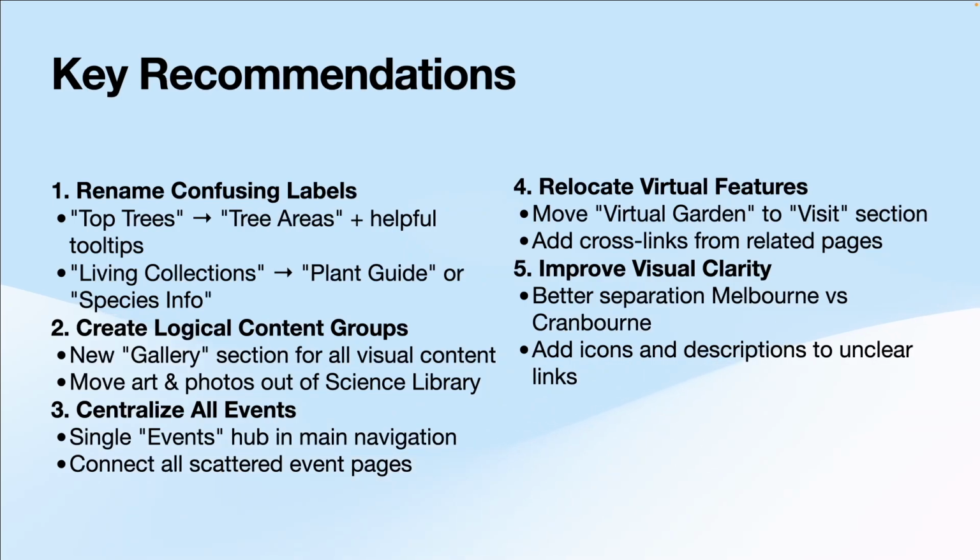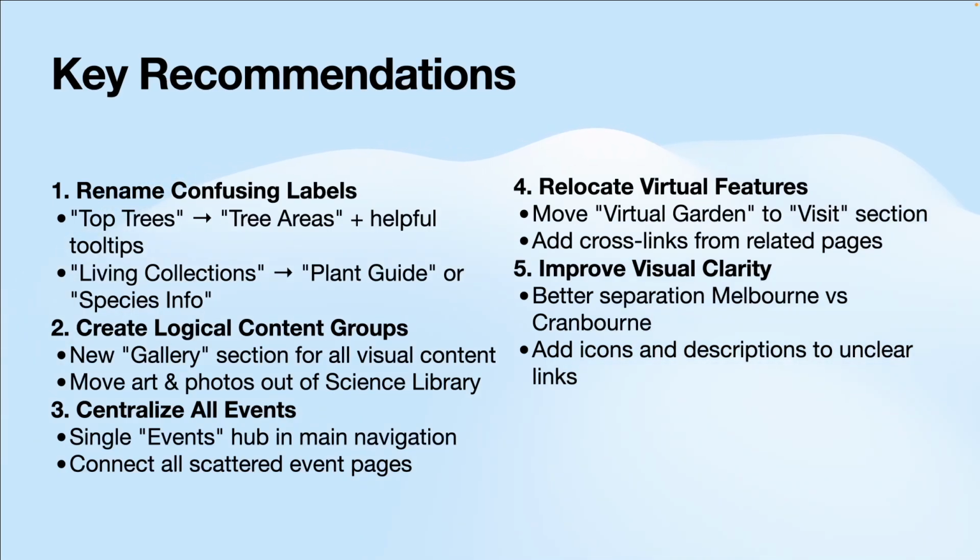Based on our findings, we have 5 key recommendations. First, rename confusing labels, change top trees to tree areas with helpful tooltips, and living collections to plant guide or species info. Second, create logical content groups by establishing a new gallery section for all visual content and moving art and photos out of science library.